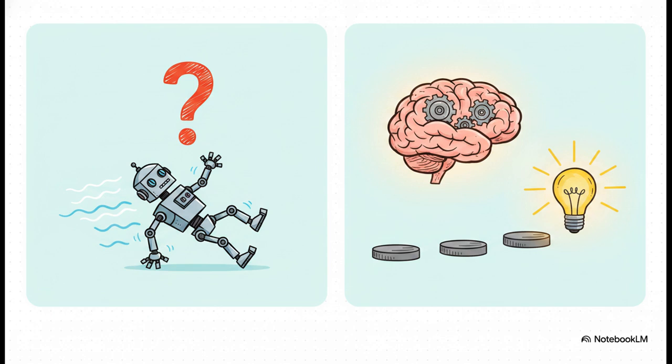But if you ask the exact same problem and just add those magic words, think step by step, it forces the AI to slow down and process its logic out loud. Chain of thought is absolutely essential anytime you're doing complex problem solving.